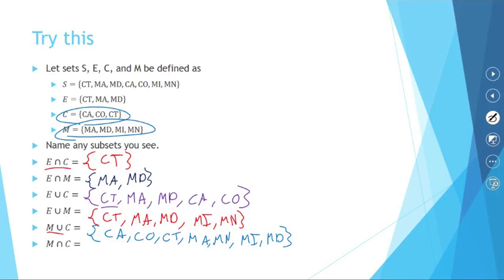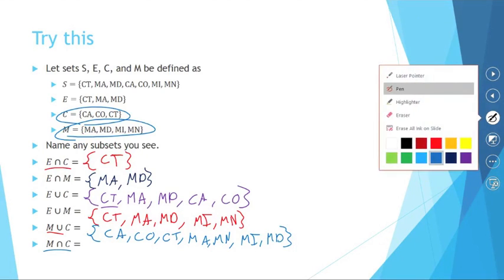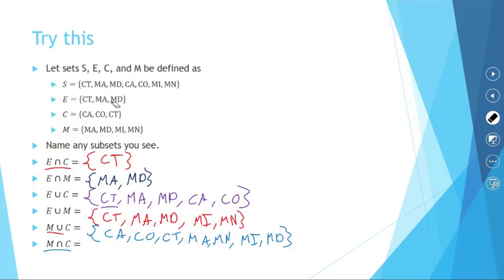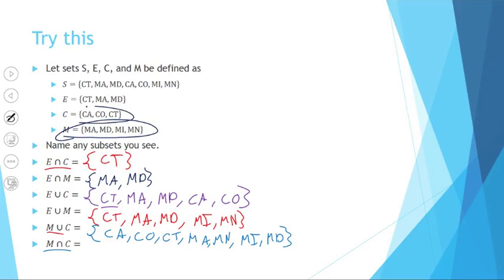And lastly, our intersection of M and C. So remember, intersection is looking for elements that they both have in common. So M and C. Now, M and C do not have any elements in common. So what we call this is the empty set, denoted like this. That brings us to our next slide.